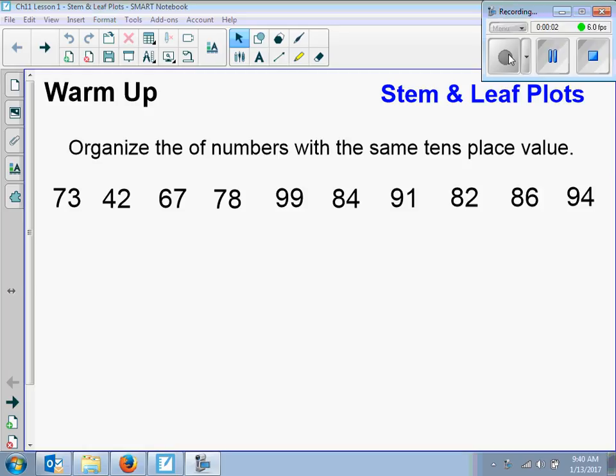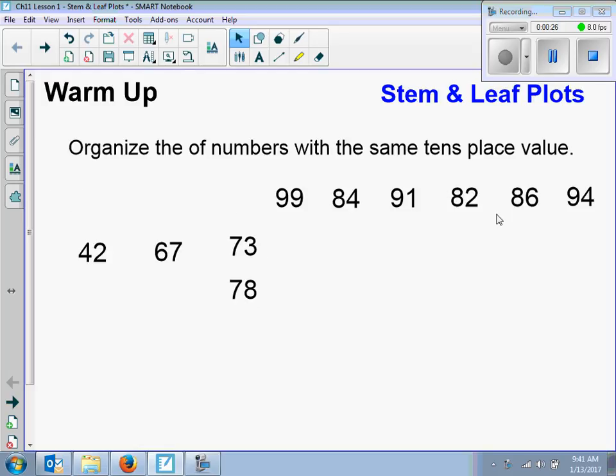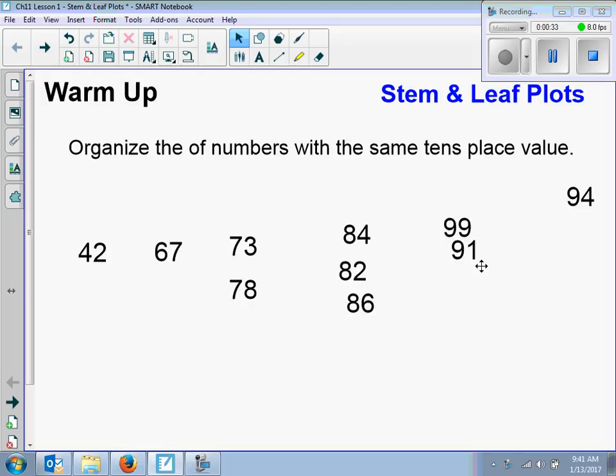All right, so today we are continuing lesson 1 with stem and leaf plots, okay? So here in the warm-up, we want to organize the numbers with the same tens place value, okay? So we're going to put the 40s, we're going to put the 60s together. We'll put the 70s together. We'll put the 80s together. And the 90s together. Okay?